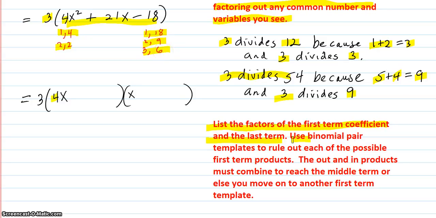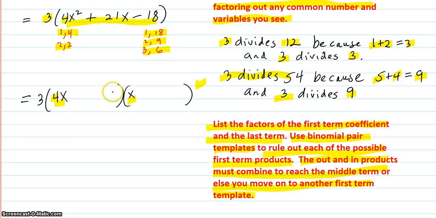So I use binomial pair templates, like this one, to rule out each of the possible first term products. I'm going to go with 4x and x first, because 1 times 4 is 4. The out and in products must combine to reach the middle term, or else you have to move on to another first term template. Okay, so let's try these in here.